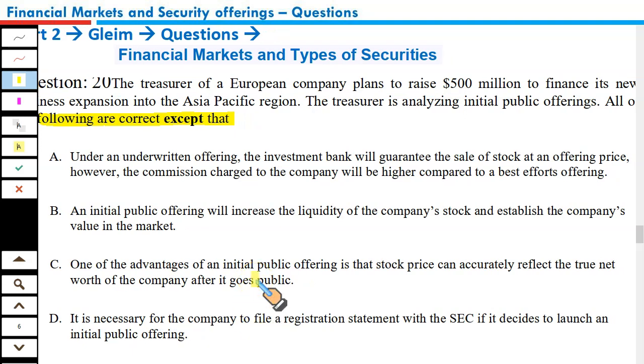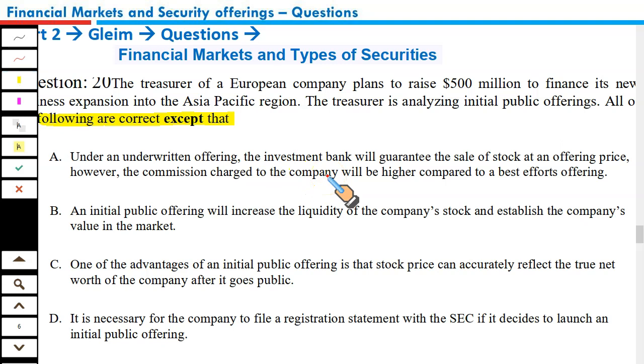Let's read A first. Under an underwriting offering, the investment bank will guarantee the sale of stock at an offering price. However, the commission charged to the company will be higher compared to a best efforts offering. Absolutely, because since the underwriter is taking a risk, he must be compensated for taking the risk.